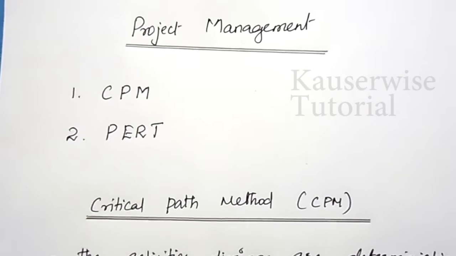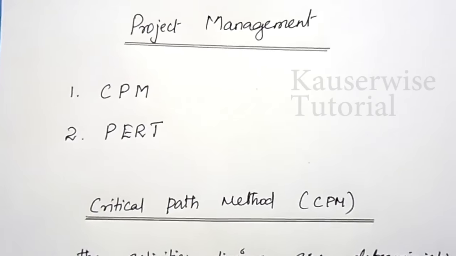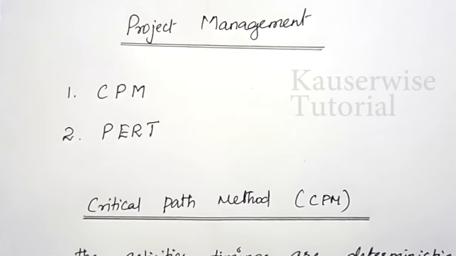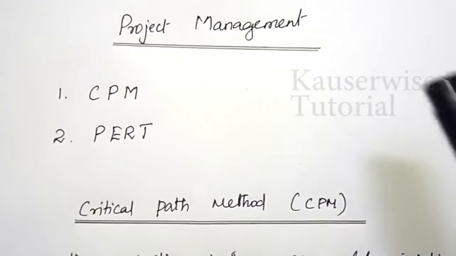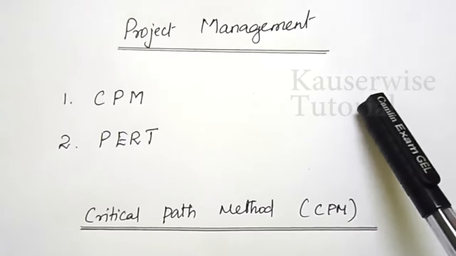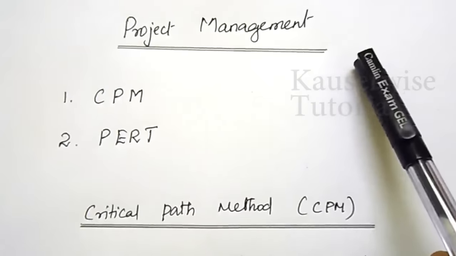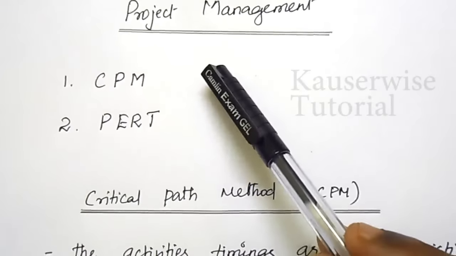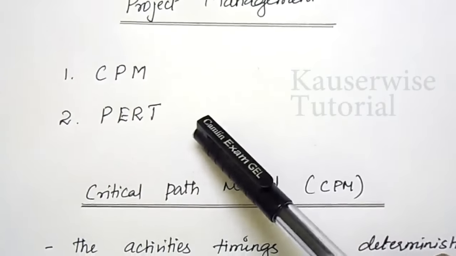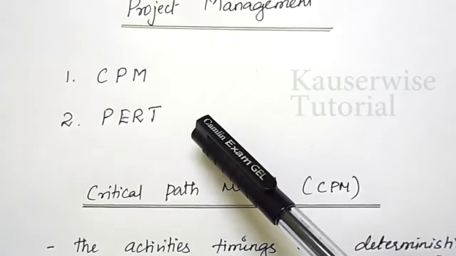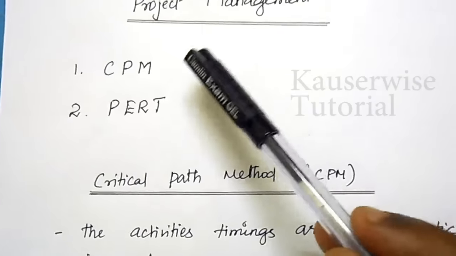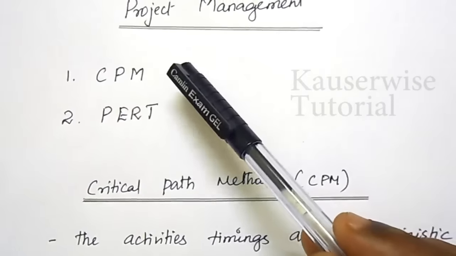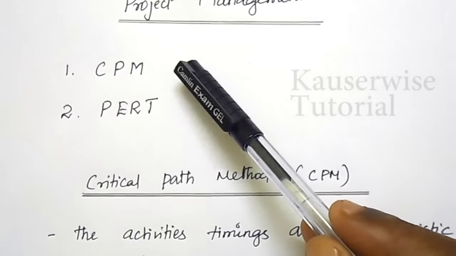In this video, we are going to see PERT, Project Evaluation and Review Techniques. Generally, there are two main basic techniques available in project management. The first one is CPM, that is Critical Path Method, and the second one is PERT, Project Evaluation and Review Techniques. We have already discussed the Critical Path Method in a separate video.